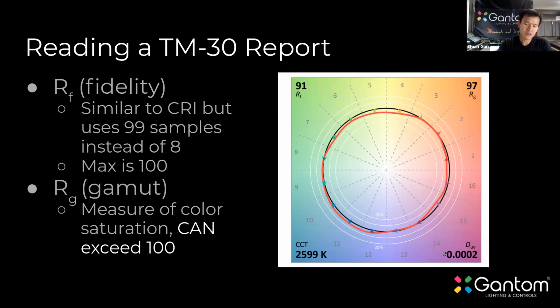And then DUV, you don't really have to worry too much. It's essentially how much deviation from the ideal black body curve this light is in some other dimensions. However, if you have a high RF, this number essentially goes to 0. Okay, so you don't have to worry too much about that number.